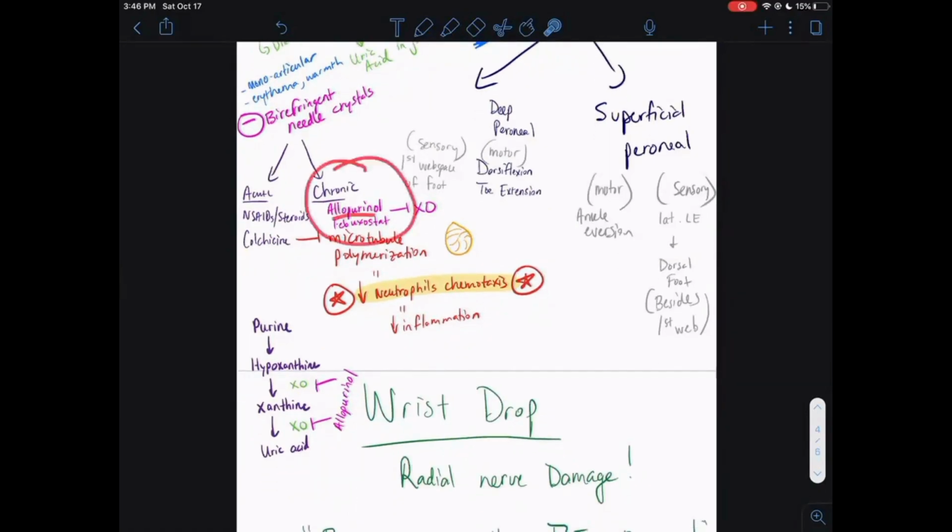All right, so what happens if it's chronic gout? Well, you use allopurinol or febuxostat. That's going to inhibit your xanthine oxidase. And remember, xanthine oxidase, it plays a role in this purine breakdown pathway right here. So allopurinol stops both of those in their tracks.